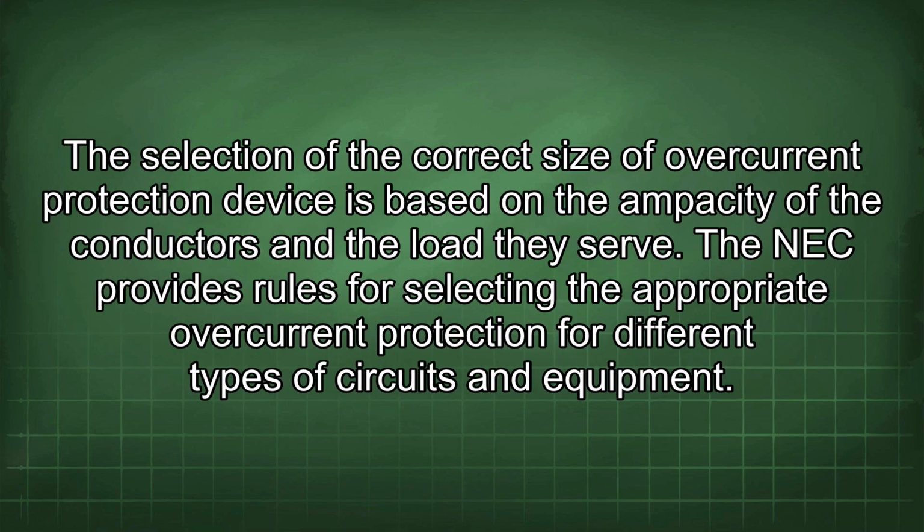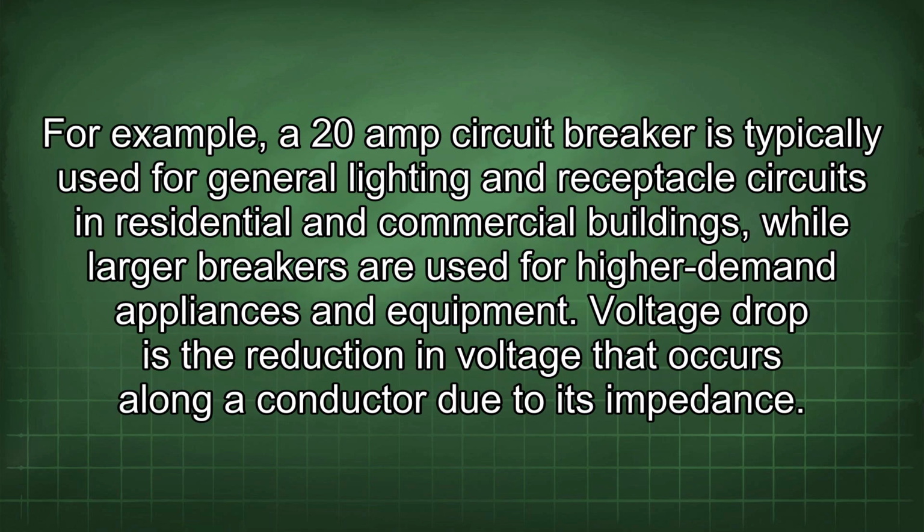The selection of the correct size of overcurrent protection device is based on the ampacity of the conductors and the load they serve. The NEC provides rules for selecting the appropriate overcurrent protection for different types of circuits and equipment. For example, a 20 amp circuit breaker is typically used for general lighting and receptacle circuits in residential and commercial buildings, while larger breakers are used for higher demand appliances and equipment.